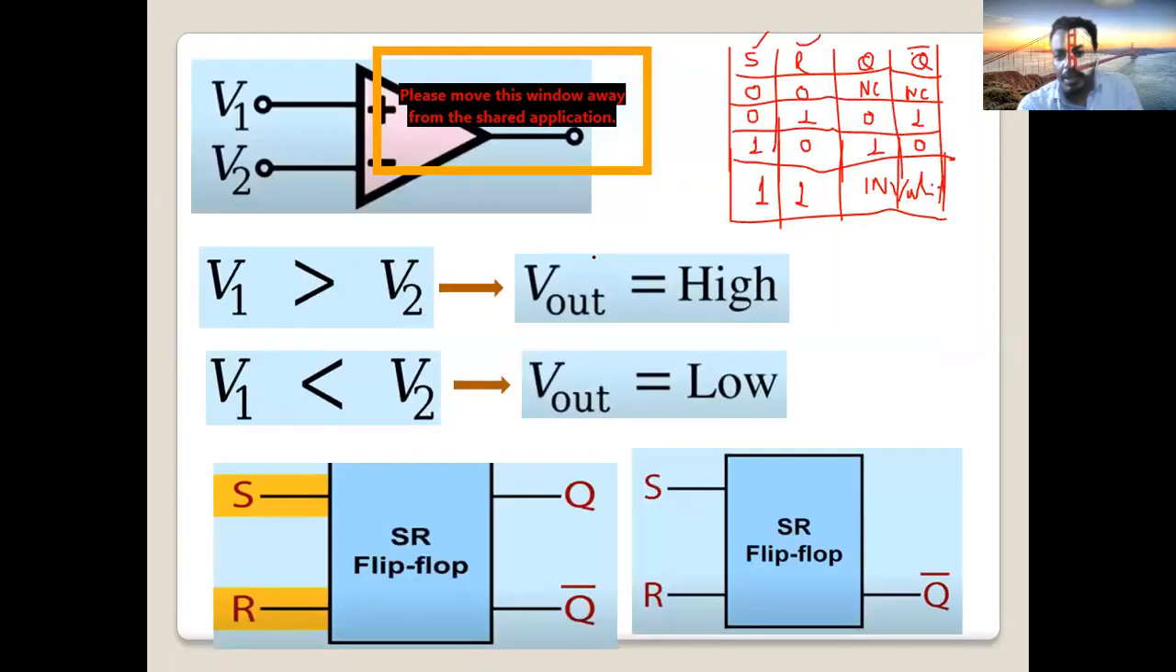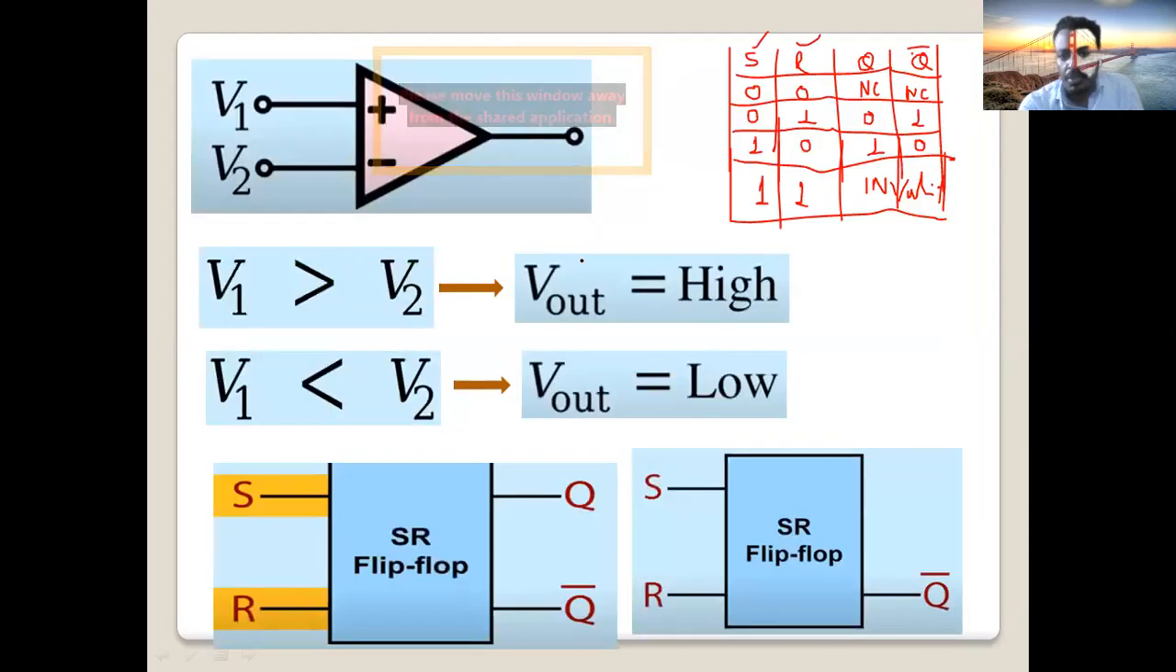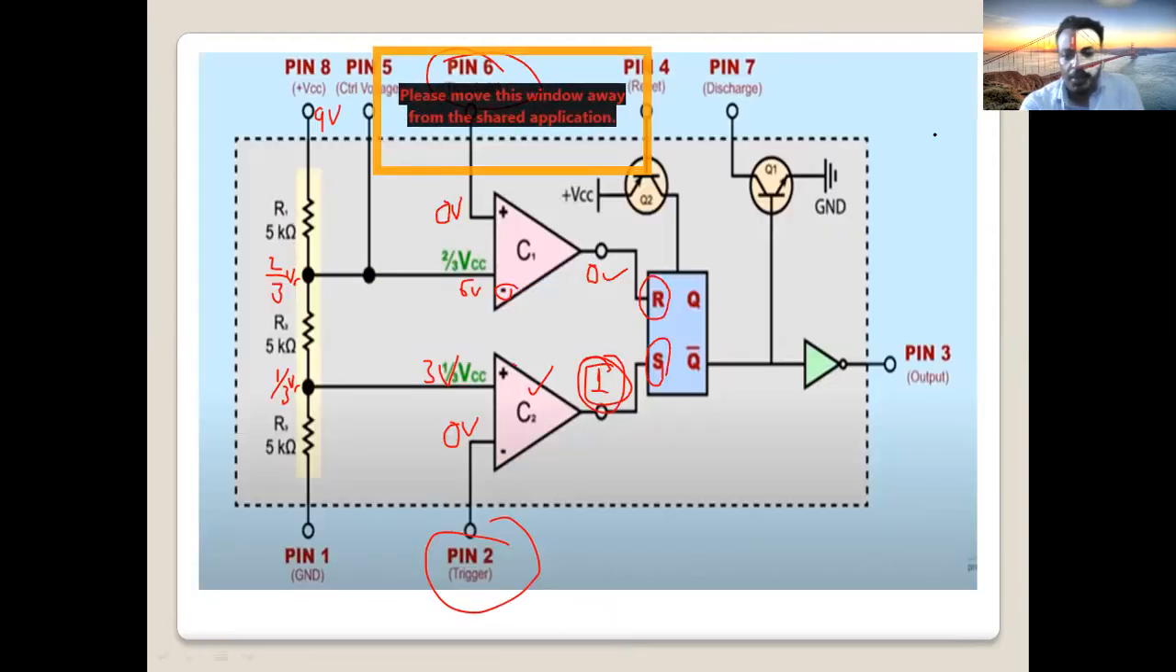In this case, what will happen? Set is 1, reset is 0. Okay, let's see our truth table. If set is 1 and reset is 0, what will be Q bar? We are not using Q, we are using Q bar. If R is 0 and S is 1, from our truth table, Q bar will be 0.